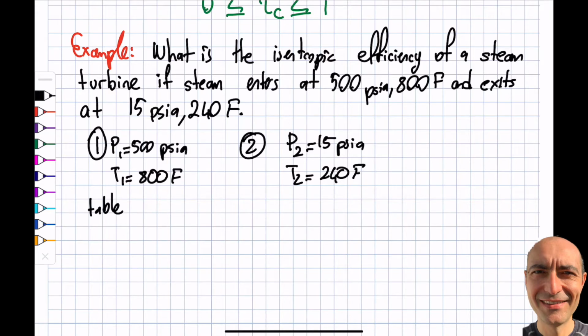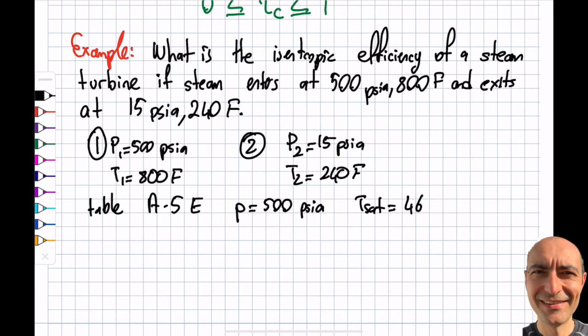Okay. I have to go and visit the steam tables. Those are, as you know, table A5E, A4E, A6E, etc. Now I want to establish, I first go to table A5E and I look at my pressure, because that's a pressure table. I look at 500 psia, right? And I read my saturated temperature for that particular case to be 467.04 Fahrenheit, okay?